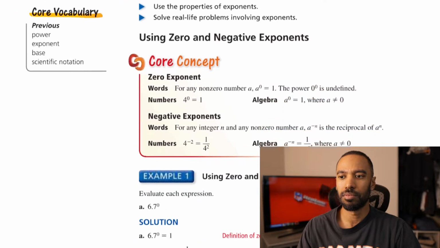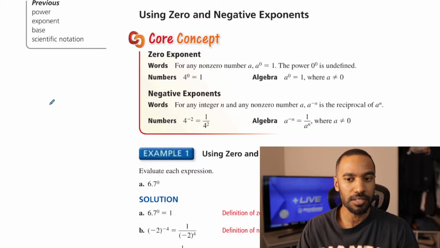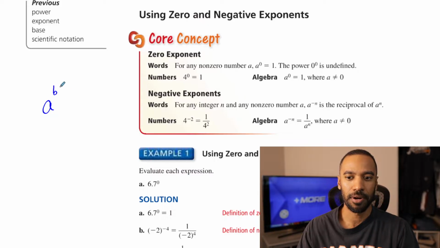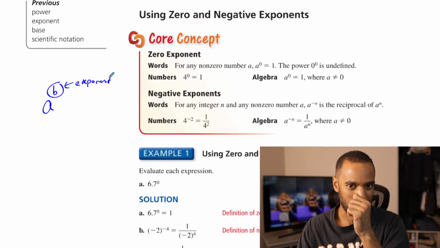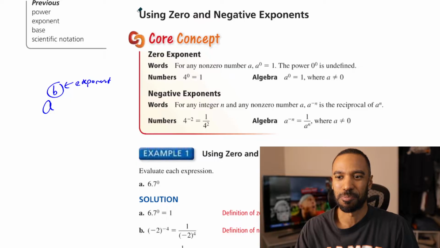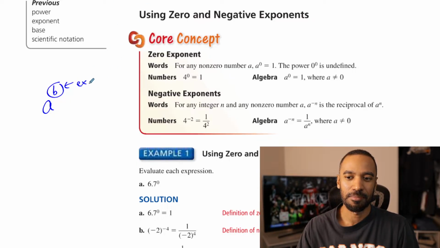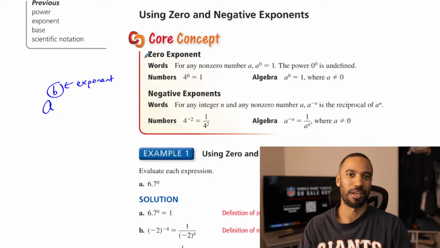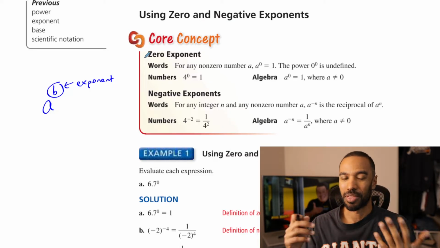So, with the zero and negative exponent in mind, make sure you know what an exponent is. If you say a to the b power, the b is the exponent. That is an exponent. And a to the b power means a times a times a times a, whatever. There would be b amounts of a's multiplied together. 5 to the third power equals 5 times 5 times 5. So that kind of thing.